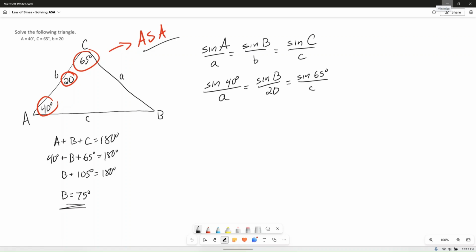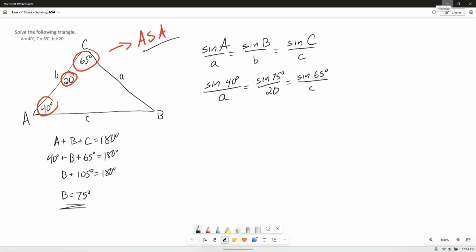That 75 degrees is not one of the given information, so it doesn't determine angle side angle, but it's easy to find. And once we find it, we can go back into our fraction where we have sine of B. I can replace that B with 75 degrees. So for the B fraction, I have sine of 75 degrees over 20. And now that I have one fraction solved, I can go ahead and solve for the two unknowns.